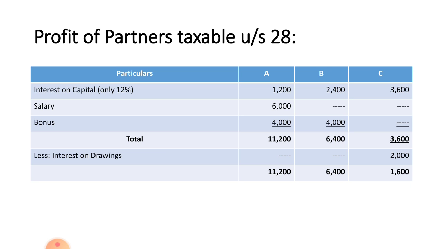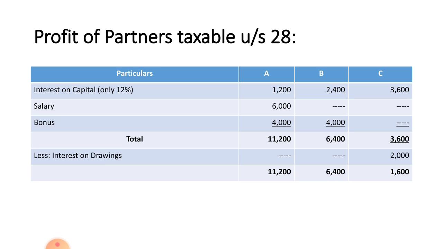Next salary 6,000, bonus 4,000 of working partners. Here profit of partners taxable under section 28, the bonus of working partners only you have to consider, that is 11,200, 6,400 and 3,600. From this you have to deduct interest on drawings. Here only one partner's interest on drawings is given, that is C 2,000.